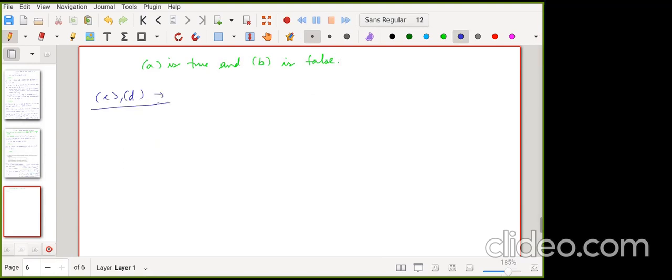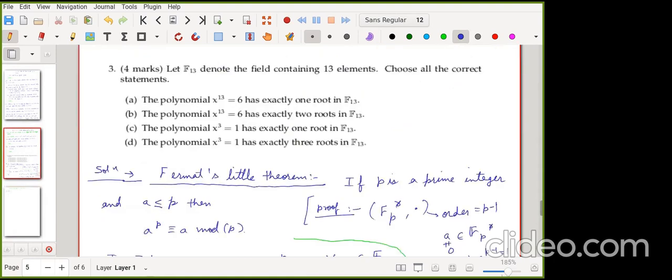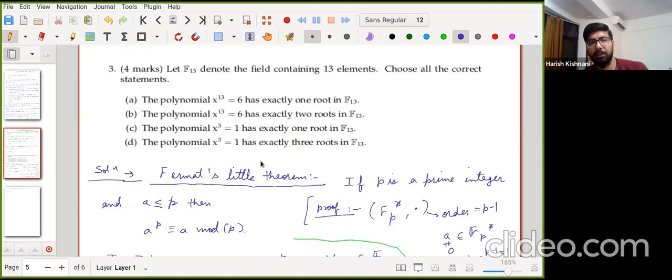What about part C and part D? You cannot use Fermat's theorem here, right? Because we are in F13. If it were just F3, then you would say that in F3 there is exactly one root for this. But you are in F13, a bigger field, so there might be more roots.